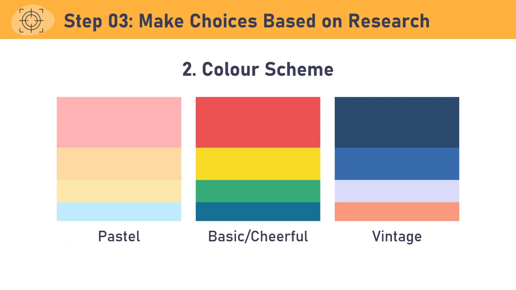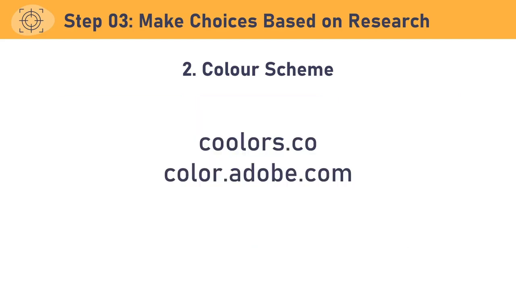Second thing you need to consider is a color scheme. Either you want to use a pastel color, basic color, or a cheerful color, or a vintage and retro color. So if you find it hard to decide on color, please ask for help from Mr. Google. So here I list two websites that I personally use when creating a design. The first one is coolors.co, and then the second one is color.adobe.com.